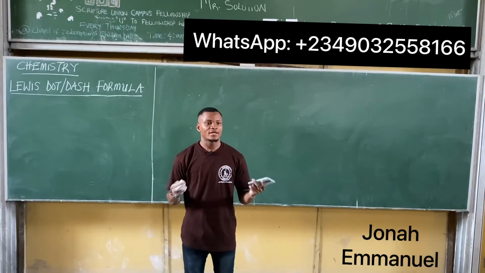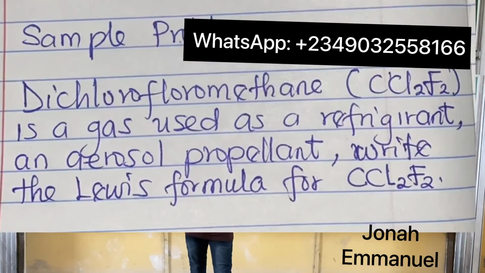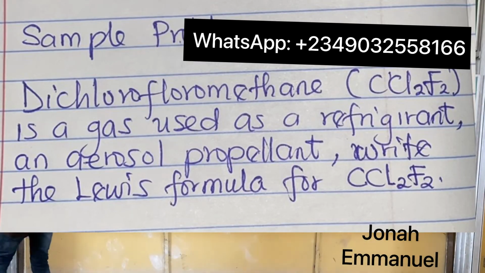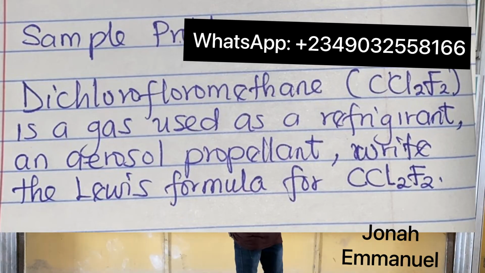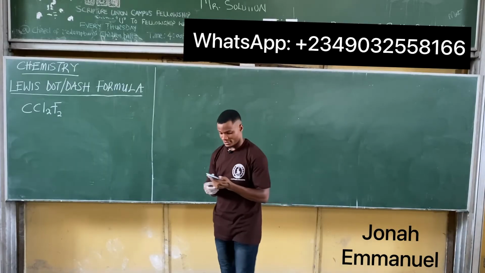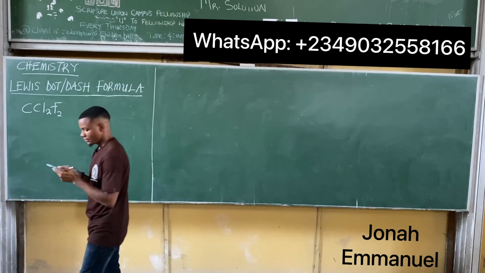So let's look at yet another example. It says dichlorofluoromethane, CCl2F2, is a gas used as a refrigerant and aerosol propellant. Write the Lewis formula for dichlorofluoromethane. Alright, so let's get this done.